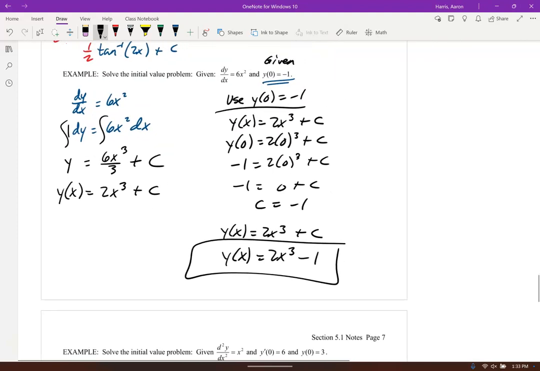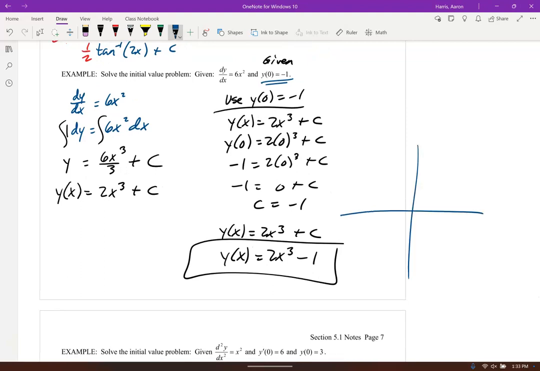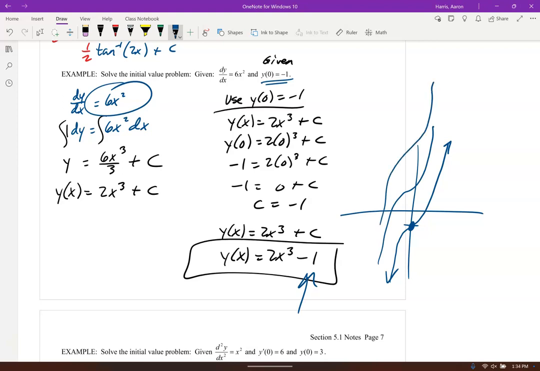So in other words, let me give you a picture of this. This was 2x cubed minus 1, and its derivative is 6x squared, but this is the only function that goes through (0, -1). So I had to know that my constant was -1, right? Because I could have 2x cubed plus 2 or 2x cubed plus 4, whatever. All of their derivatives are still 6x squared, but there's only one of them that goes through that (0, -1). So you had to find that one.